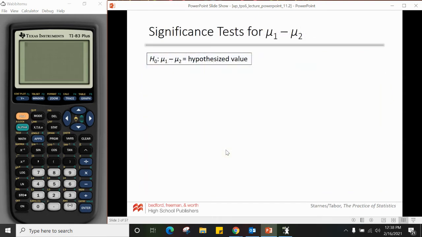So starting off, significance testing for mu1 minus mu2, or a difference between means. Our H naught, our null hypothesis, is mu1 minus mu2 is equal to a hypothesized value. A lot of times that hypothesized value is 0 to see, hey, is there just a difference in general? And if it's 0, it might also be rewritten this way: mu1 is equal to mu2.